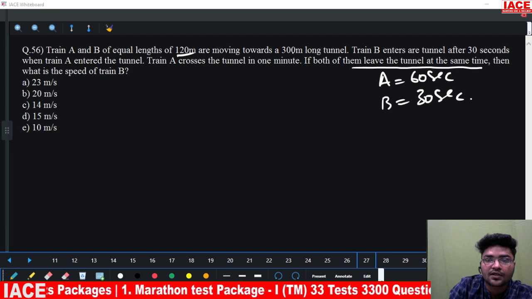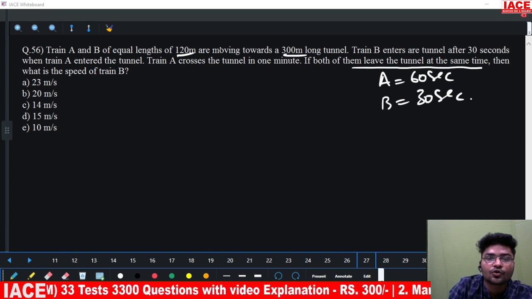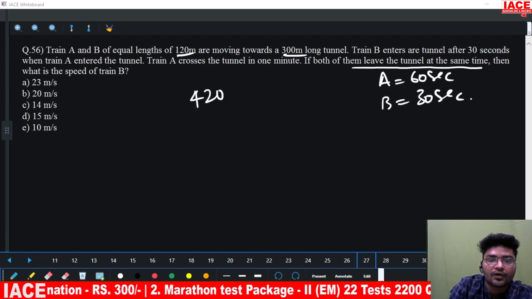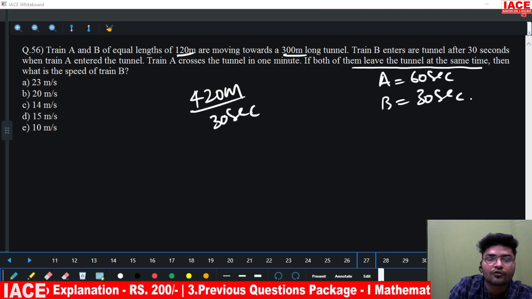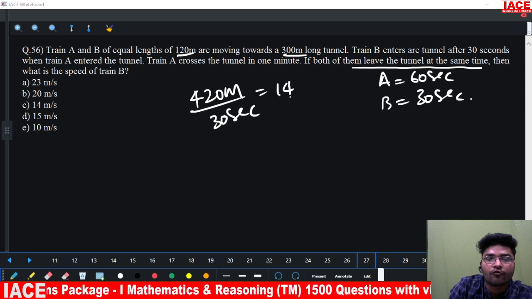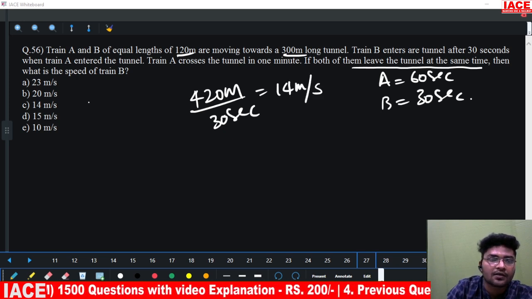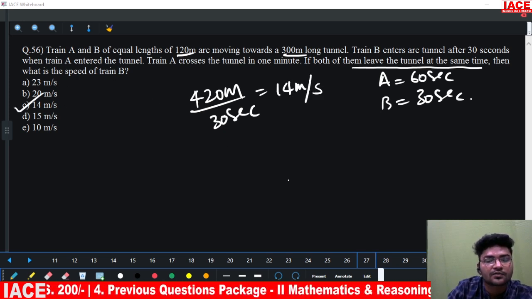Once I know this, the question can be easily solved. Length of train B is 120 meters. Tunnel length is 300 meters. So total length will be 420 meters divided by time, 30 seconds. 420 by 30 means 14 meters per second. Speed of the train will be 14 meters per second.